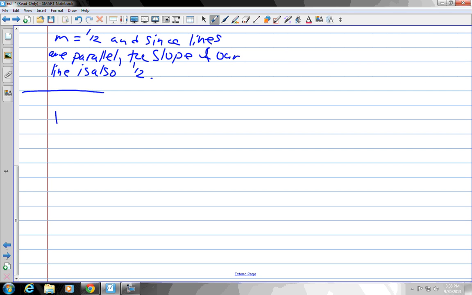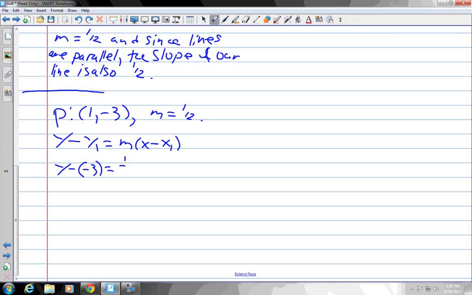The point is 1, -3, and the slope is 1/2. So we will start with the point slope form. And we'll just plug in everything that we know. So we get y minus the y value, so y minus -3 equals 1/2 times x minus 1. And then we're going to simplify that. So y plus 3 equals 1/2 x minus 1/2.